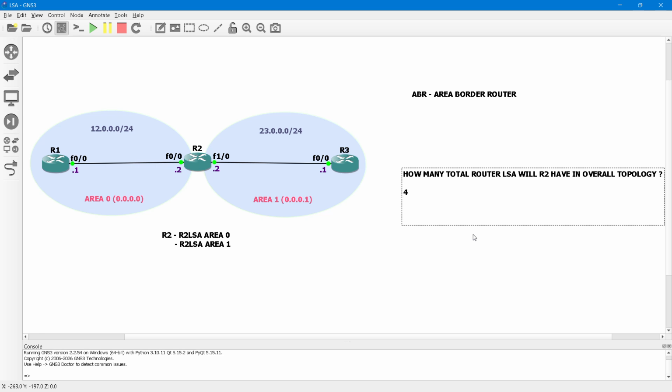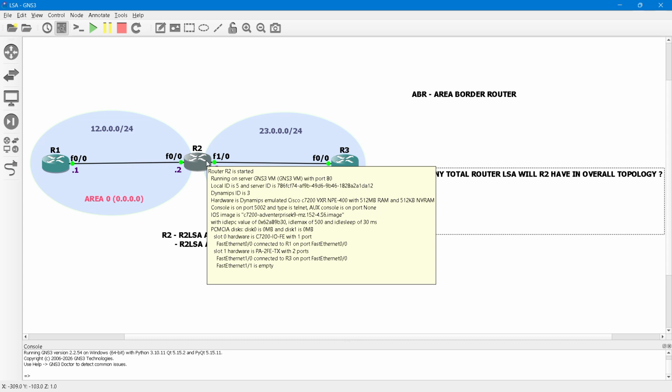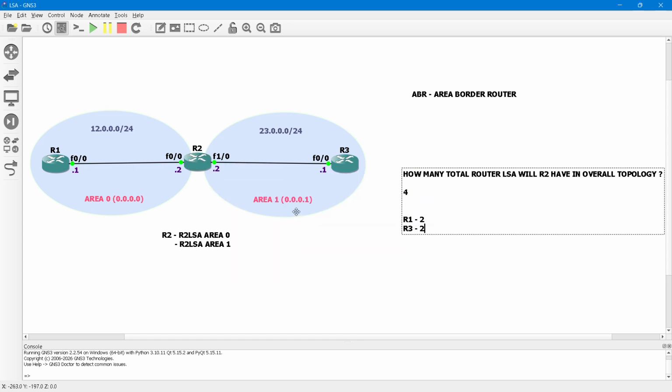Now, what is the scenario of R2? What is the scenario of R1? R1 will have 2 router LSAs. And what about R3? Similar to R1. R2 will have a total of 4 router LSAs: 2 for Area 0, and the other 2 for Area 1, one of which is its own, generated for Area 1.